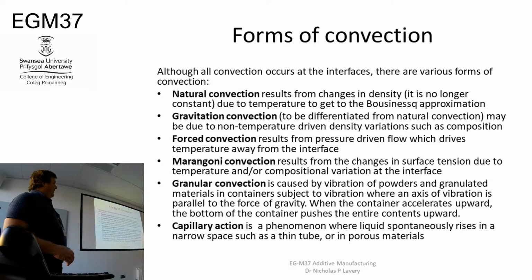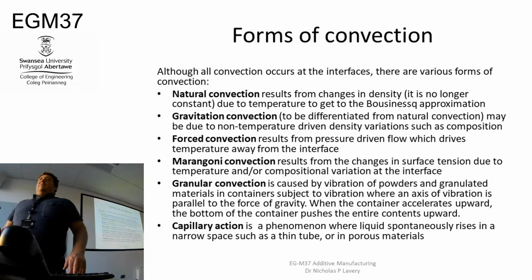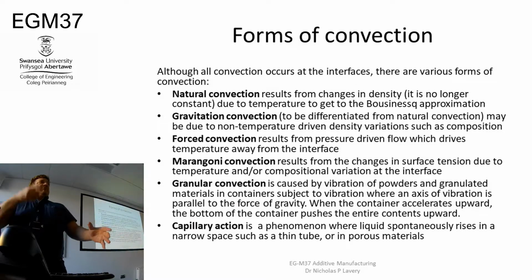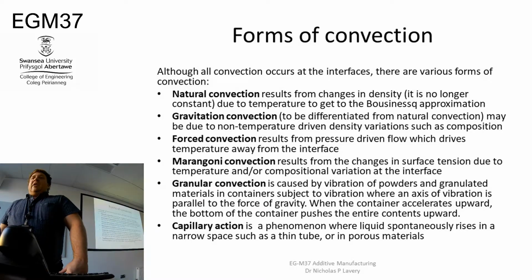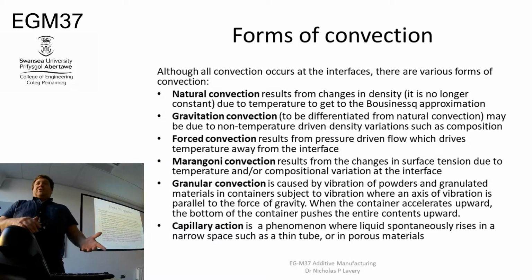So here are different forms of convection that can arise. We have natural convection, so it's a change in density because of a change in temperature. We can have gravitational convection, non-temperature driven density variations. Forced convection is when you're literally blowing a hot hairdryer over a wet surface, you can evaporate it, that's forced convection. Marangoni convection results from surface tension differentials as a function of temperature or composition.